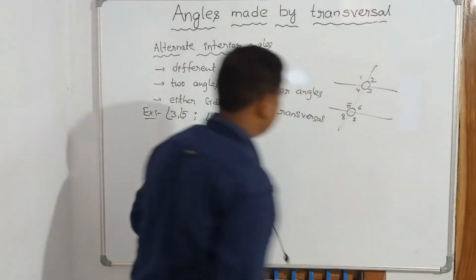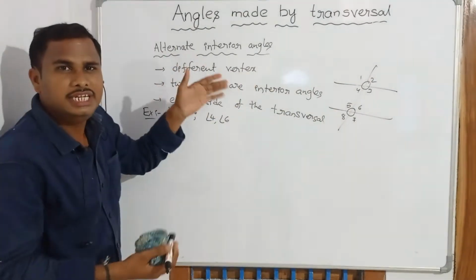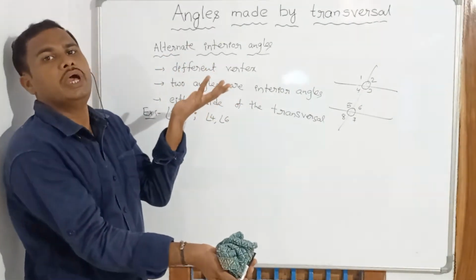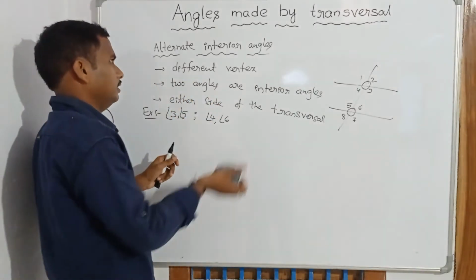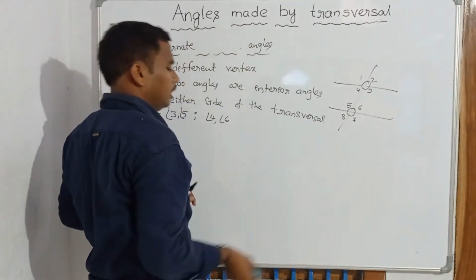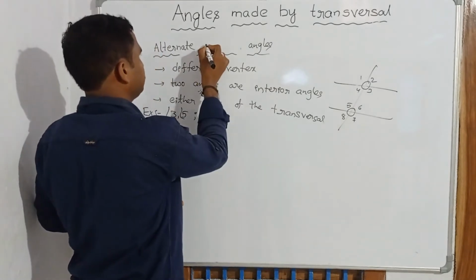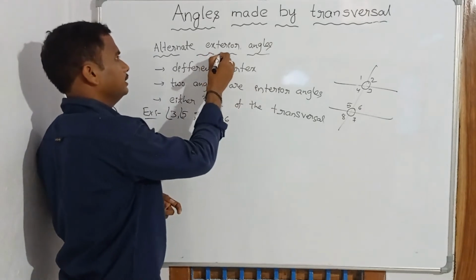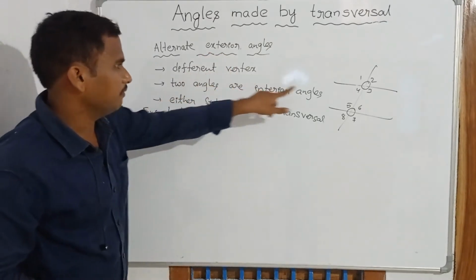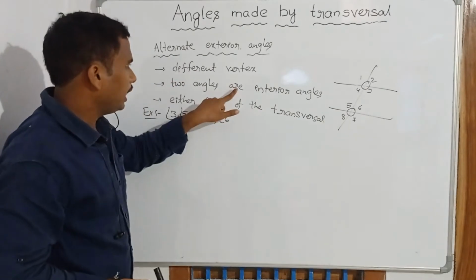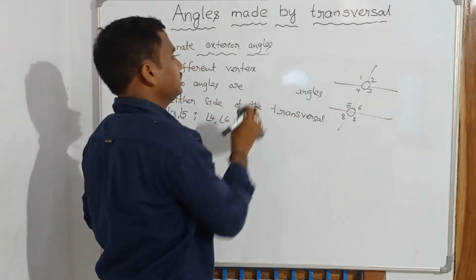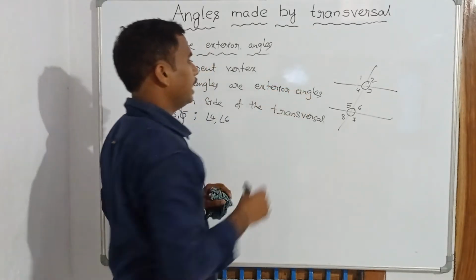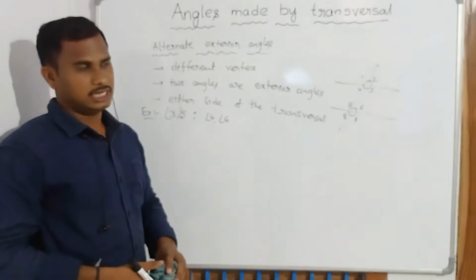Next one, alternate exterior angles. Same: interior means two angles are interior. Alternate exterior means two angles are exterior. Remaining qualities are same. Okay. Alternate exterior angles. First point is different vertex. Two angles are exterior angles, either side of the transversal.